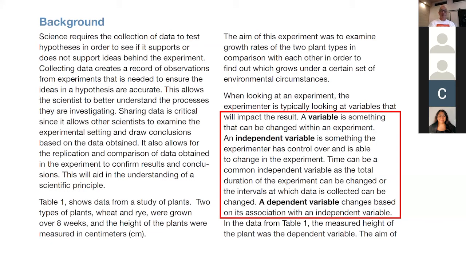So we're going to be looking at the growth of plants over time. And so we have a couple of different variables. Experiments always have variables in them. One of them is a dependent variable, and one of them is an independent variable. Can anyone tell me what the difference is between a dependent and an independent variable? Just shout it out.